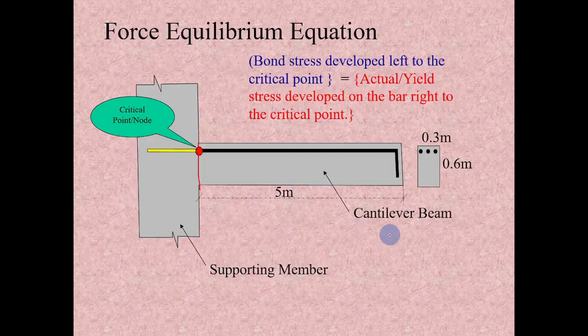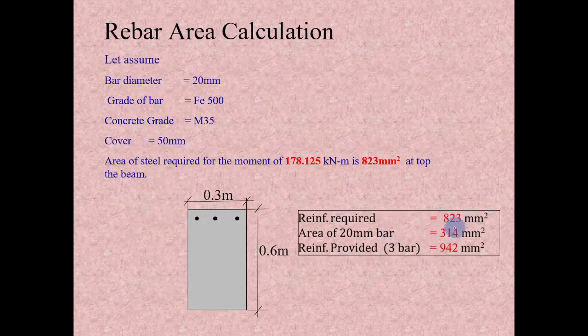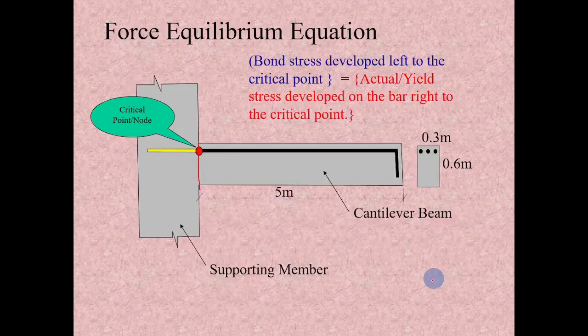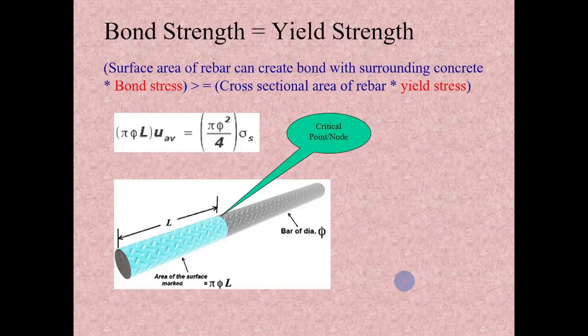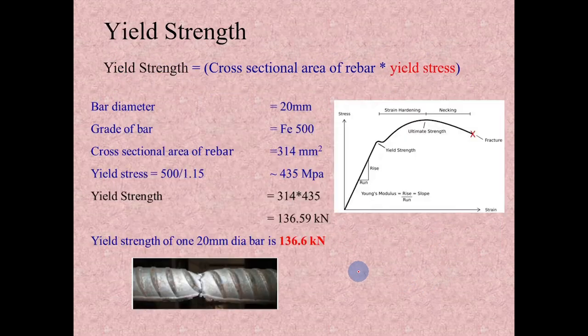Let's see, in this case the reinforcement required is 823 mm square. Since we provided 942 mm square, the ratio of these two will give the actual stress. So the yield strength should be equal to the cross-sectional area of the rebar into yield stress. So what is yield stress?